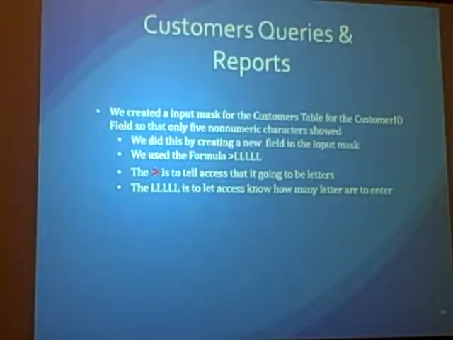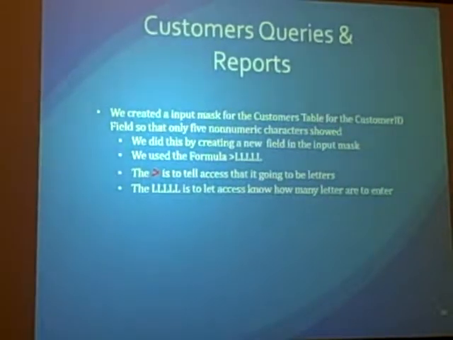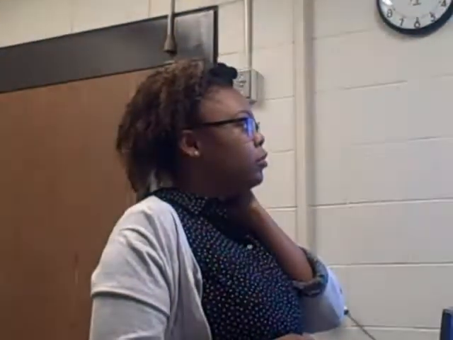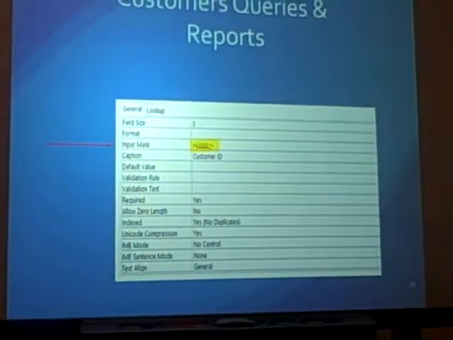We were asked to create an input mask for the customers table, for the customer ID field, so that only 5 non-numeric characters showed. We did this by creating a new input mask. We used the formula LLLLL. The L symbol tells us that we're going to be using letters, and the number of Ls lets us know how many places to allow. And that was what it looked like on the input mask after we created it.